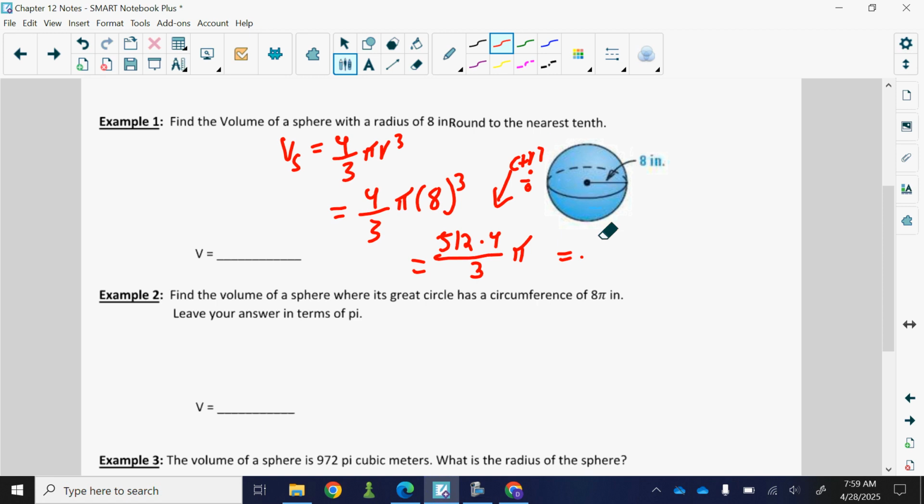Okay, simplifies to 2048 over 3. And then we have, again, pi hanging off to the side if we want to leave it in whole form or exact form. Okay, and then we add inches cubed or units cubed, and this is exact.